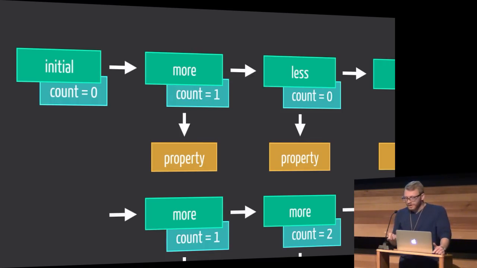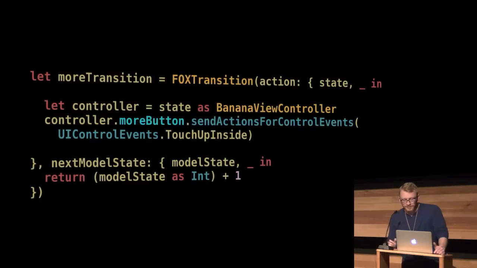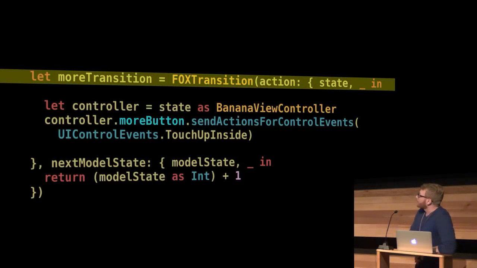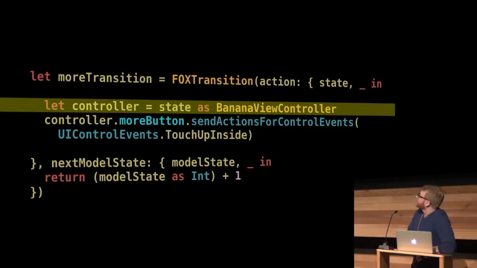So what does this look like, right? In code, it looks something like this. You have this more transition. You have to specify the action that Fox should take in order to perform a more transition. So you grab the current state, right? There's some casting in there. I know it's a little weird. Maybe it's not the best Swift code you've ever read in your life, but it works in Objective-C too, right? So that's an awesome part about it.